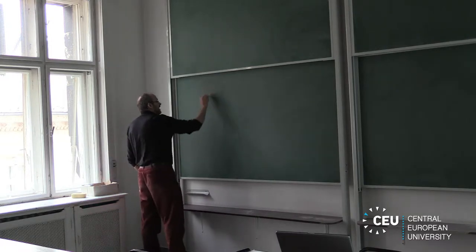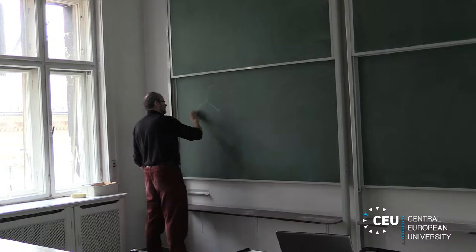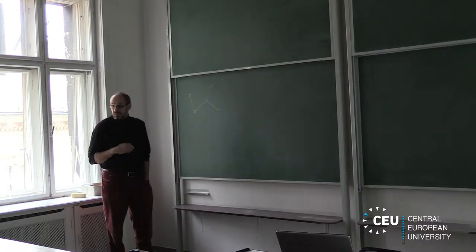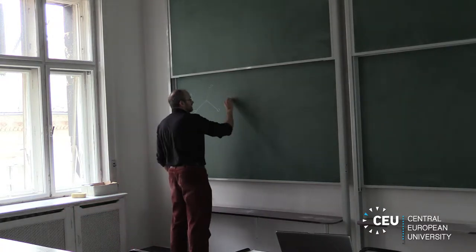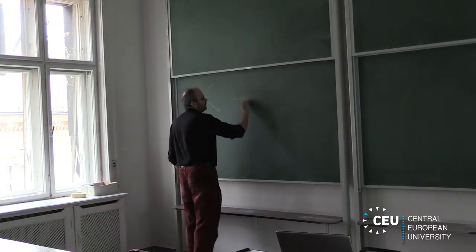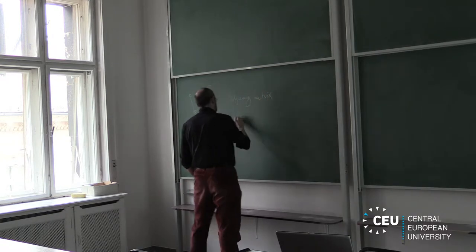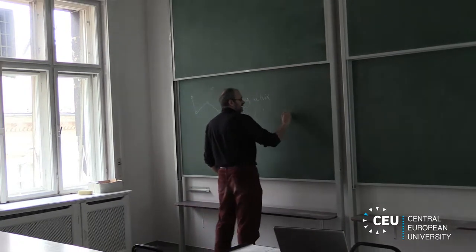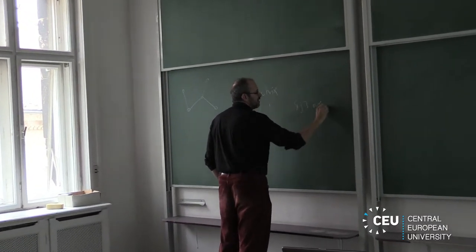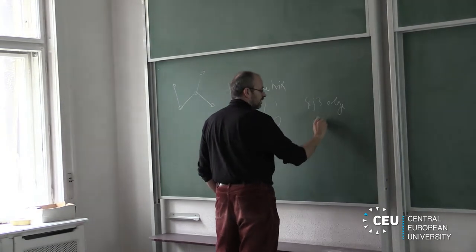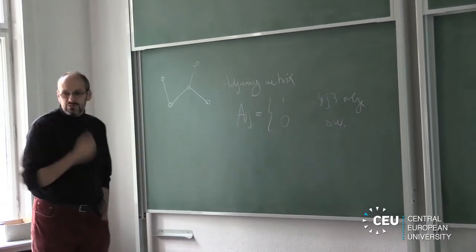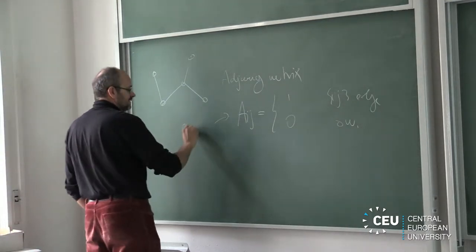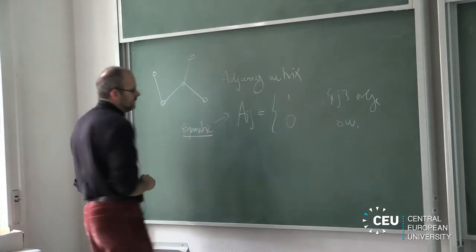Well, you have a graph, some kind of a graph. Let's say first a finite graph. Then you can associate with this graph an adjacency matrix. Right? So you say A_ij is equal to 1 if i and j are adjacent, and 0 otherwise. So what is this? This is a symmetric matrix. It's automatically symmetric.